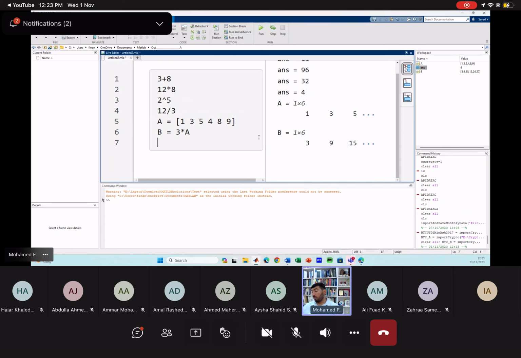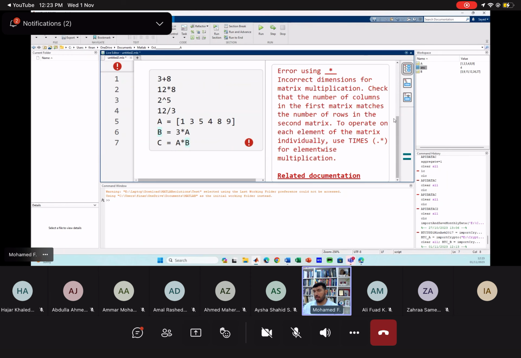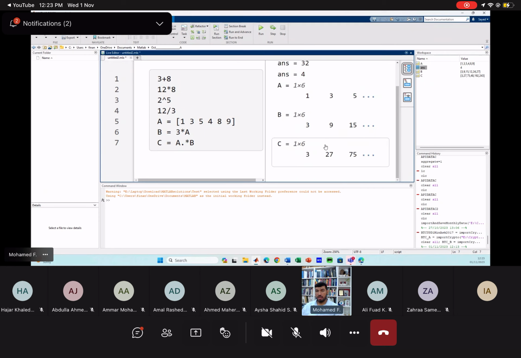Okay. However, if we want to multiply now in C, we want to multiply A by B, it will give us an error. Let's try that. It will say an error. So what's the solution? We want to multiply element by element. And what do we mean by that? Let's run it now. We want to multiply the 1 by 3, which is going to be 3, the 3 by 9, which is going to be 27, the 5 by 15, which is 75, and so on and so forth. And you can do that element by element multiplication as long as you need it.